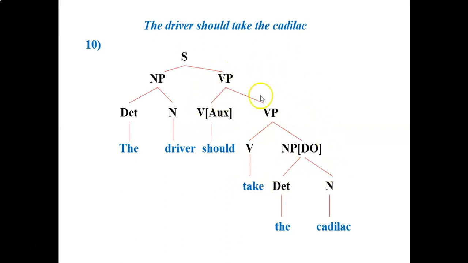Jadi pertama dari auxiliary verb should dulu, kemudian masuk ke dalam kata kerja utama the main verb take. Well, okay, now we come to the next one, another example, The driver should have taken the Cadillac. Here we have one more verb, from should take to be should have taken. Means that there are three verbs, two auxiliary verbs and one main verb.